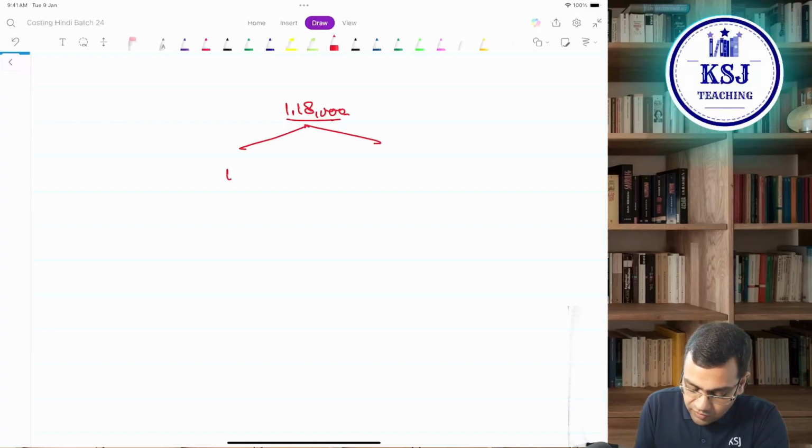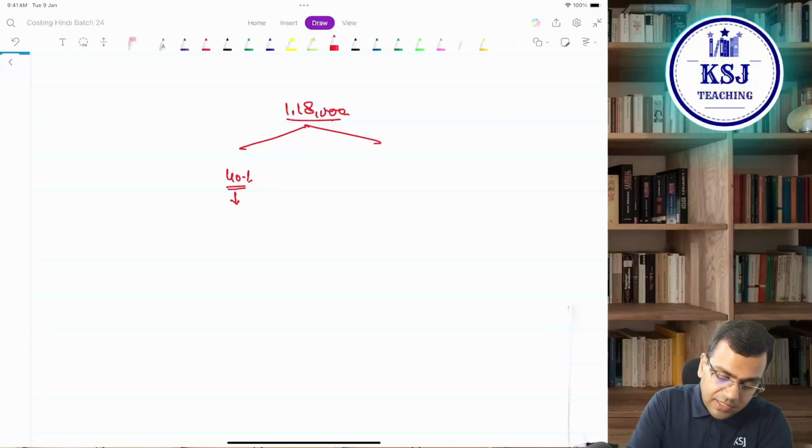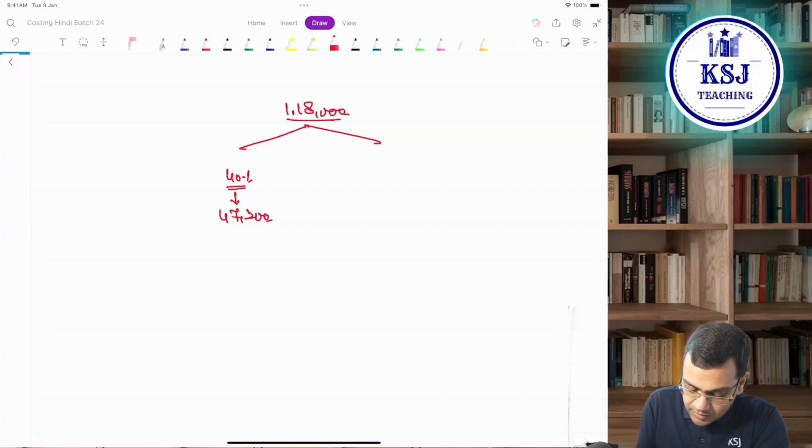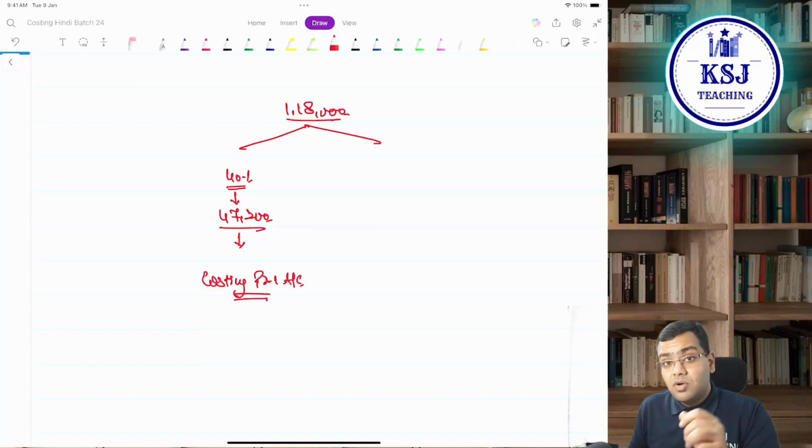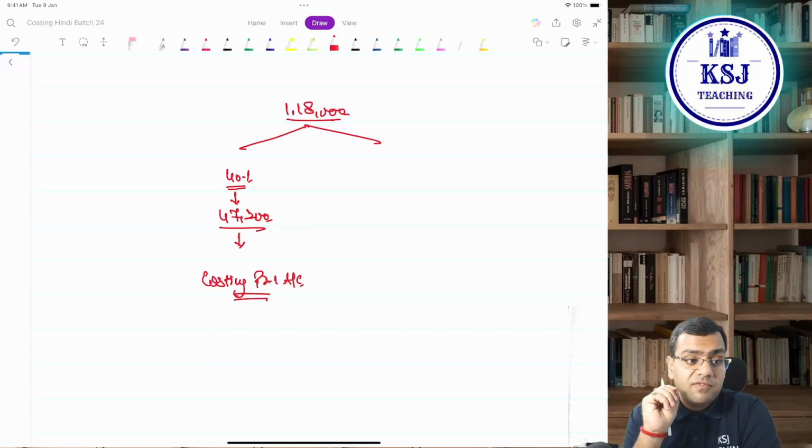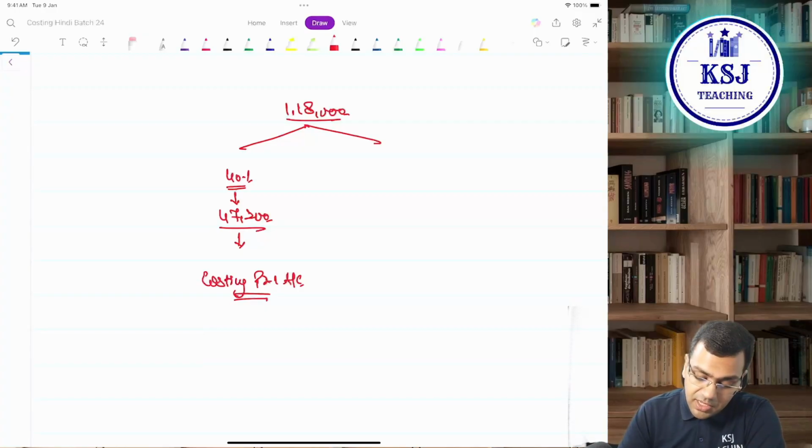Yes, but here in this case, out of 1 lakh 18,000, we say 40% is due to abnormal reason. 40% of this 1 lakh 18,000 comes to 47,200. This should go to where? This should directly go to costing profit and loss account because it is due to the abnormal reason. It is due to defective planning. So it should directly go to costing P&L.